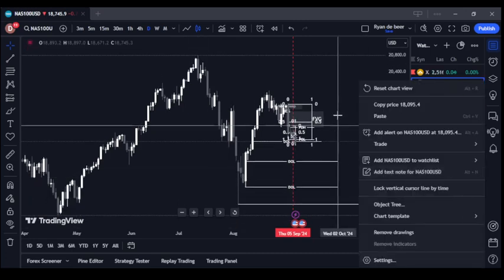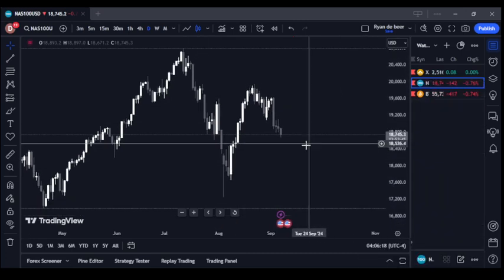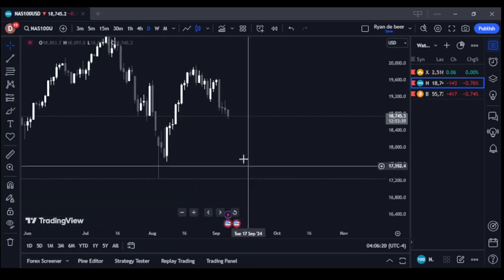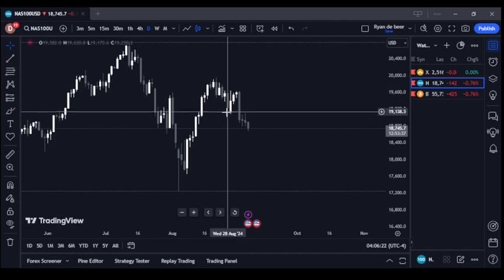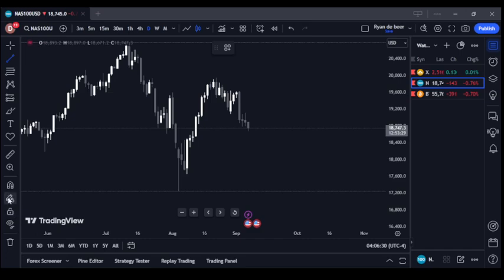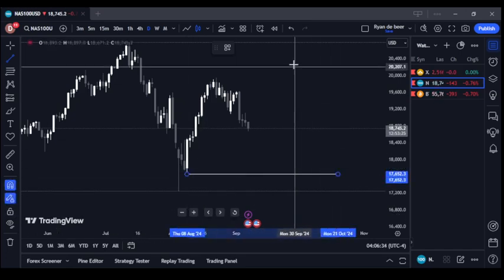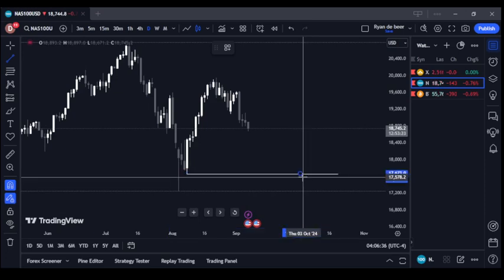Okay, let me just clear all these drawings right now. Alright, daily time frame, you can clearly see we are bearish. We broke structure towards the downside, confirming that we are bearish as well. So if you go and you see, we've got lower draws on liquidity right now. So we got this draw.